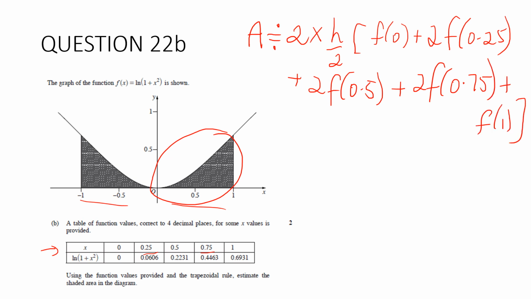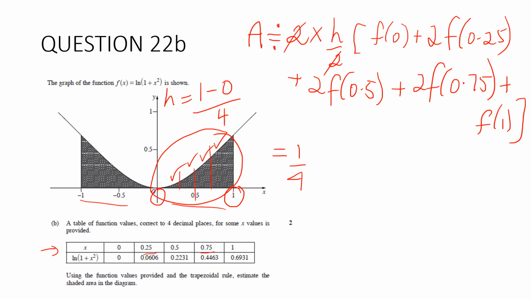Now h is the height of the strips. So we can go 1 take away 0, so where do I write that? h is equal to 1 take away 0, and the number of strips is 1, 2, 3, 4. So it's a quarter. So our area is now going to be equal to 2. Actually, those 2's cancelled out. So it equals a quarter.